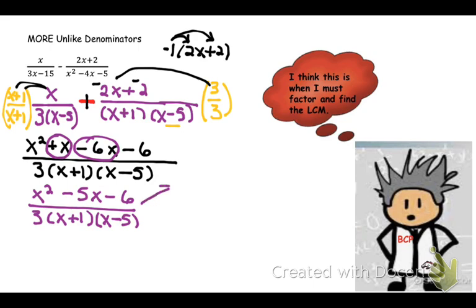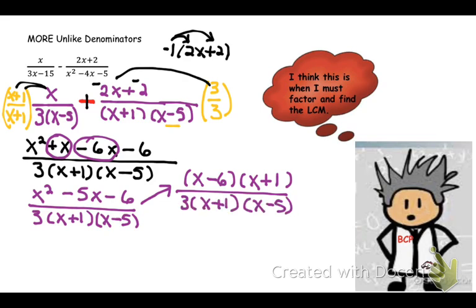Now we want to see if we can factor our numerator, and we need to multiply two values to get negative 6 and add to negative 5. So how about x minus 6 and x plus 1, all over 3x plus 1, x minus 5, and now we can cancel our x plus 1's. So our final answer is x minus 6 over 3x minus 5 in parentheses.